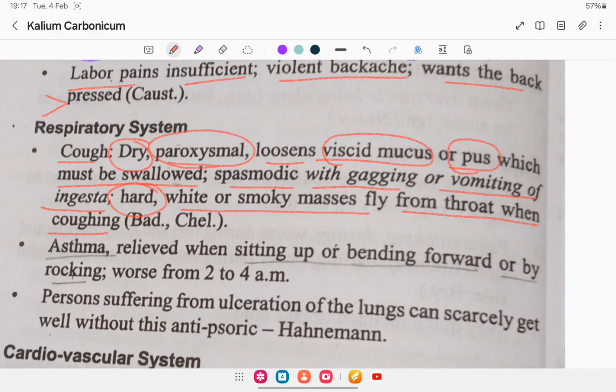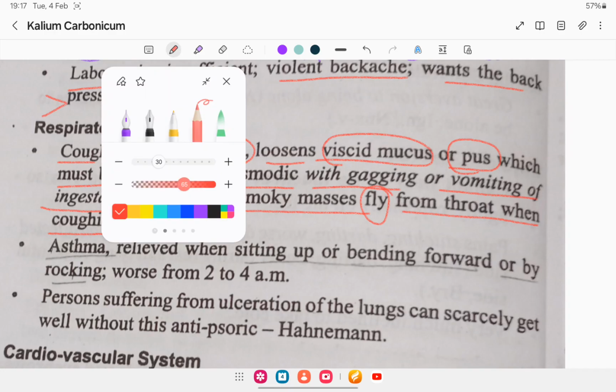Cough dry, paroxysmal, viscid mucus or pus must be swallowed, spasmodic with gagging or vomiting of ingesta. Hard, white or smoky masses fly from the throat when coughing. Asthma. About asthma symptoms.